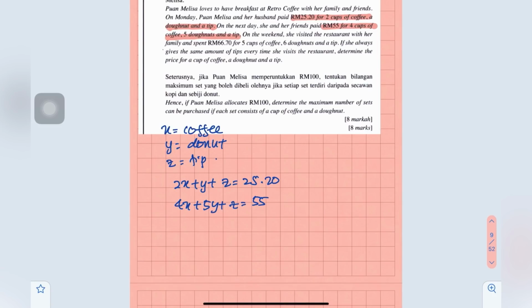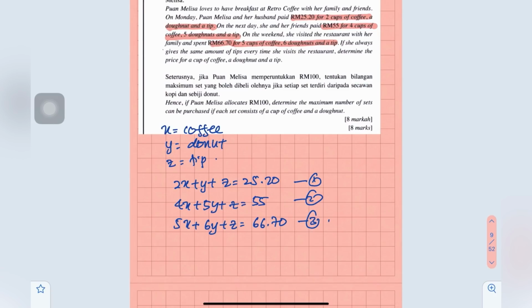Okay, and the last one, kalau 5 cups of coffee, 6 donut, a tip, RM66.70. Okay, so this one, 5x plus 6y plus z equals to 66.70. Okay, so this one we have 3 equations with 3 unknowns. So kita gunakan simultaneous lah. So ni 1, ni 2, ni 3.